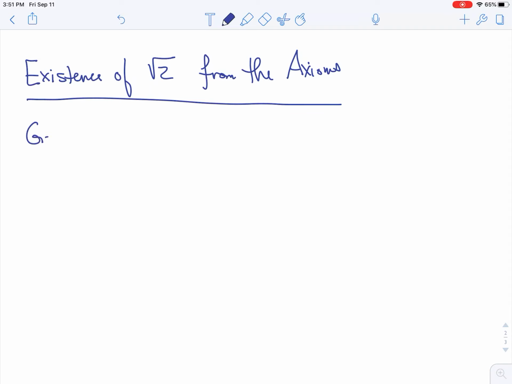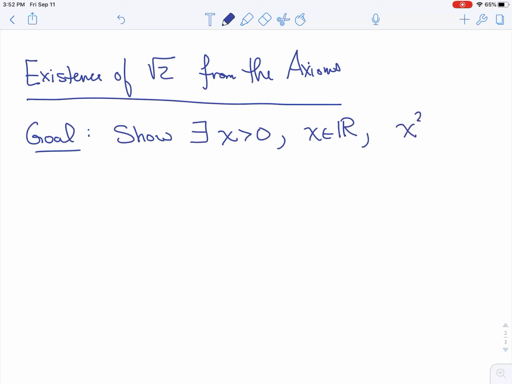All right, so what did I do? I said I would show you that there exists a number x that's positive in the real numbers. That's a really pathetic R. I'm gonna draw a better one. So that x squared is exactly 2.